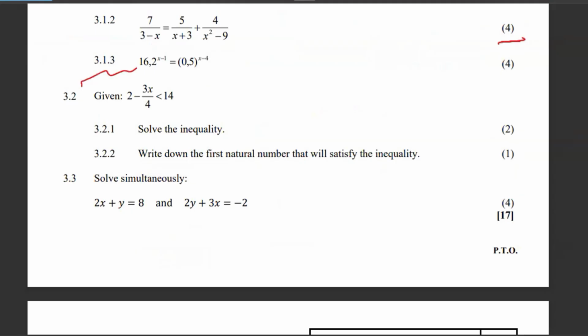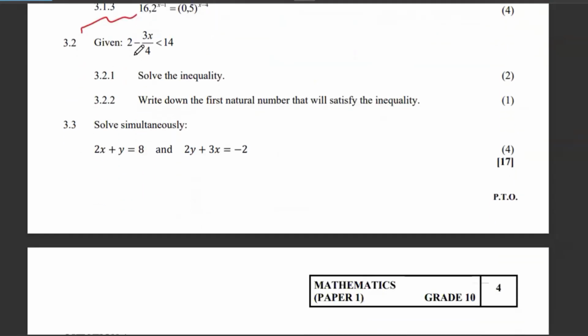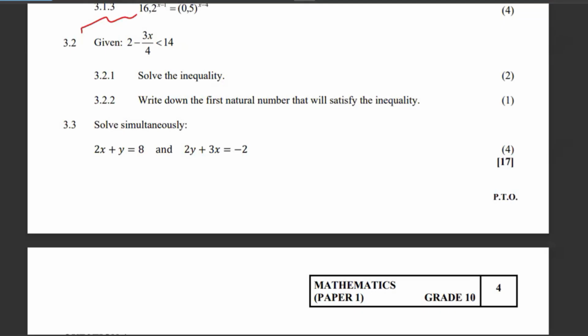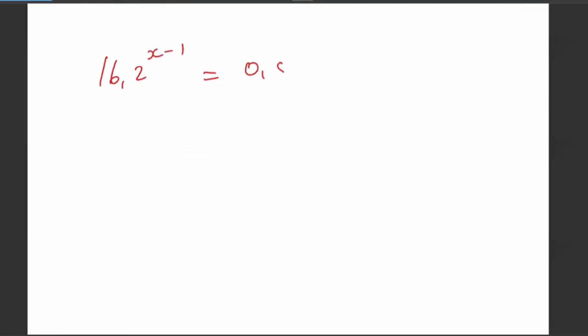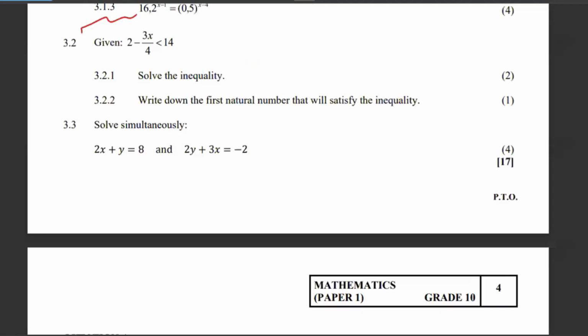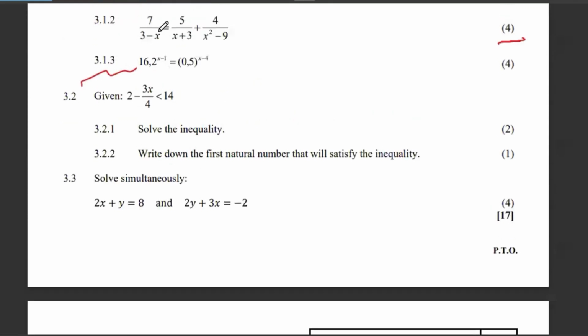Then 3.1.3, we have the exponential equations. Oh Lord. We have 16,2 to the exponent of x minus 1 is equal to 0,5 to the exponent of x minus 4. 4 marks also. Okay, so let's see. What do we need to do?